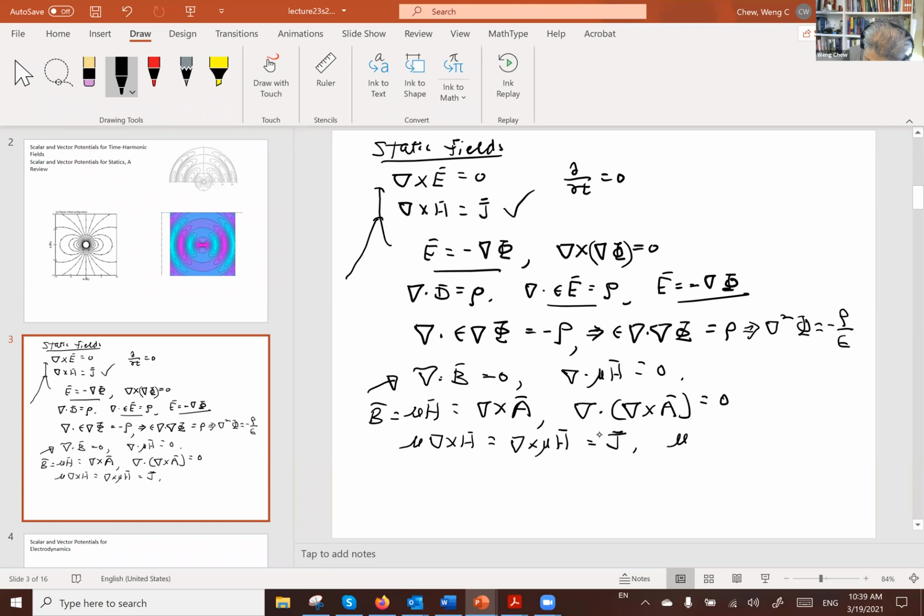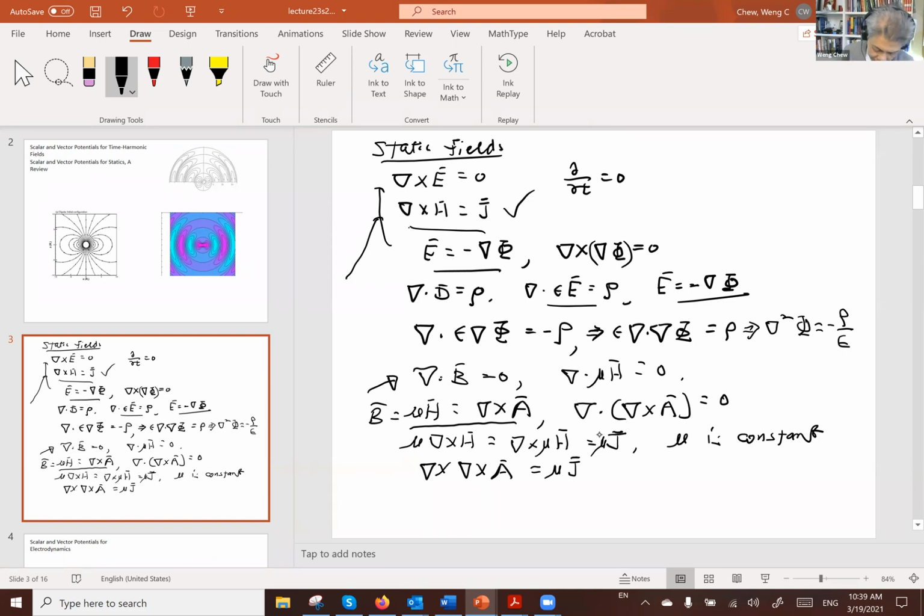Okay, mu is a constant. It's independent of space. And if that is the case, then if I let mu H be equal to curl of A, there should be a mu here, I'm sorry, because I multiply this equation by mu. Curl of mu A is mu J. Okay, I have this equation here.